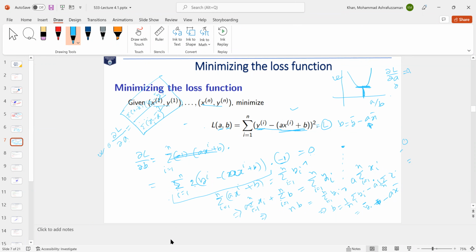And if we use this value in this equation, then we'll get the optimum value for b, so that we can get the minimum loss value. And based on the values of a and b, we can find the regression model for this data set.